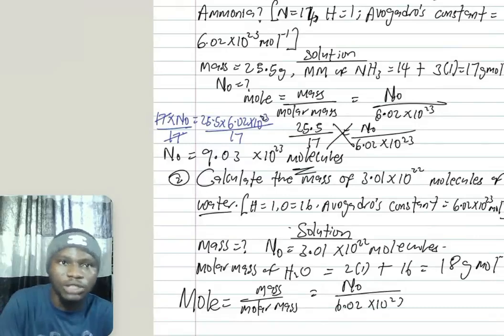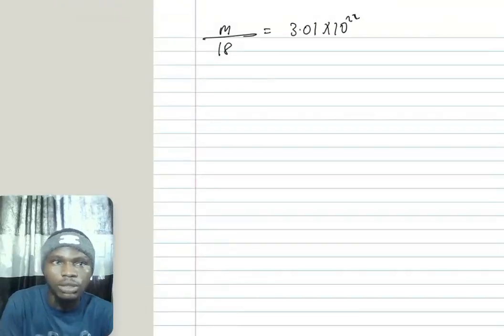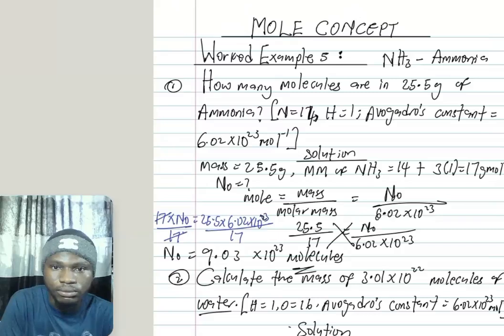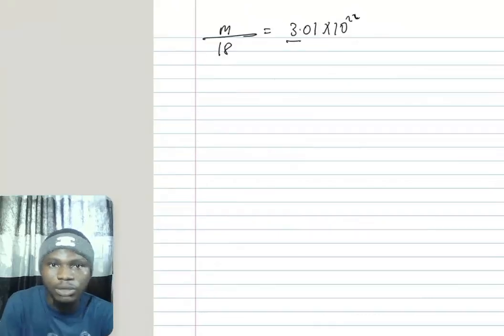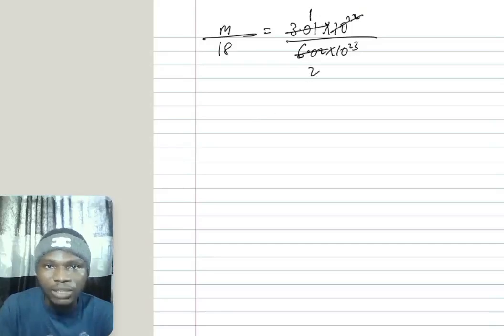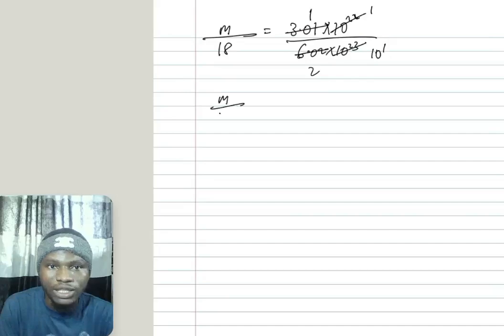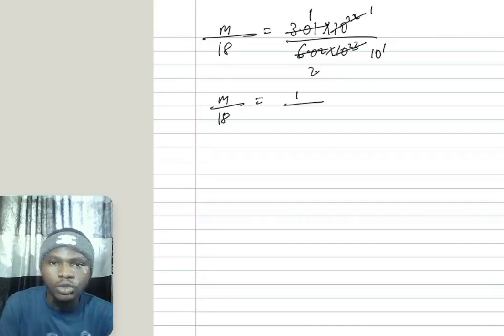Well, our mass, let me go to the next page. Our mass is what? We don't know the mass, m. But the molar mass is what? 18 equal the number of molecules we're given, 3.01 times 10 to the power of 22. Let me cross check that. I think that's it. Okay, good. Divided by Avogadro's number, which is 6.02 times 10 to the power of what? 23. Now pay attention. This here 1, this here will give me 2. This here 1, this here will give me 10 to the power of 1.